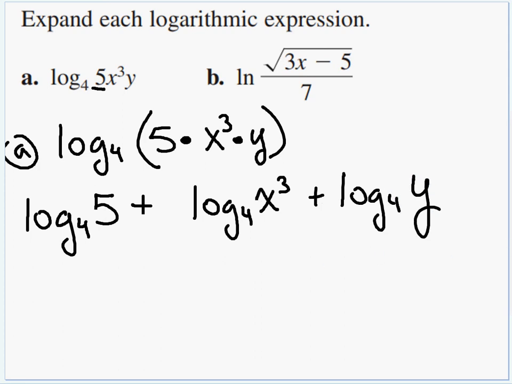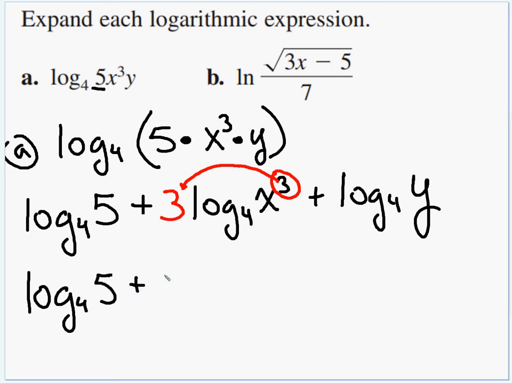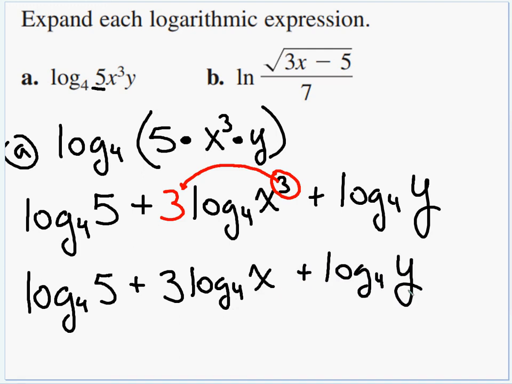All right, that's good. But our last step, don't forget, we're going to bring down any stray exponents. So that x cubed, the cube will come down and make a coefficient in front. So our final expansion, our final answer, log base 4 of 5 plus 3 log base 4 of x plus a log base 4 of y. Fully expanded.